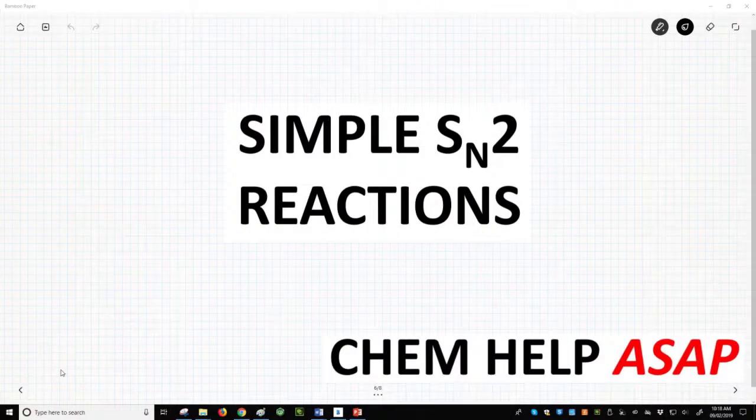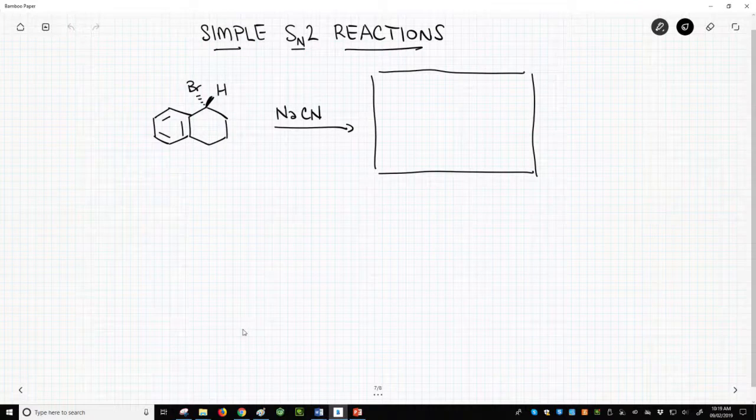Let's do two quick, simple SN2 sample reactions. Here is our first problem. We need to predict the product of this starting material, a secondary bromide reacting with sodium cyanide, our reagent.